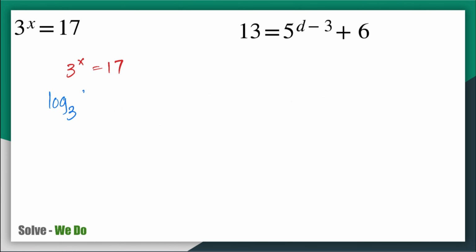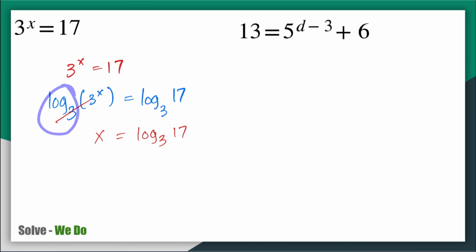I'm going to say log base 3 of 3 to the power of x is equal to log base 3 of 17, something that's totally okay to do because we did it to both sides, okay? Now, if you remember that definition, if you have the same number here and here, they just cancel and you're left with the power. So I get x is equal to log base 3 of 17. Notice how doing this inverse allowed us to get x by itself.